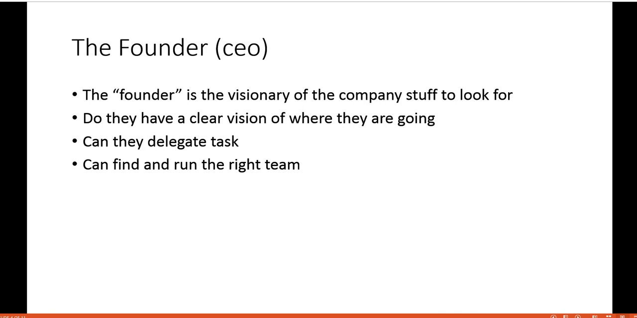Second, can they delegate tasks? Are they trying to take on all the coding and everything themselves, or are they bringing on a team, which is the second part of this, right? Can they find and run the right team? When they're giving people tasks, can they trust the right people? Do they have that star power or charisma that brings people to them to be part of this vision? So that's the first one.